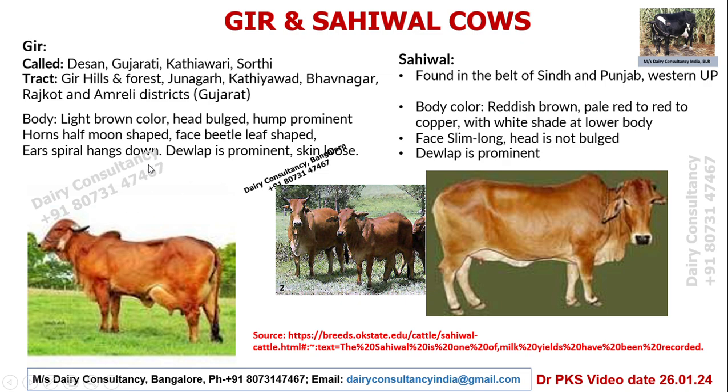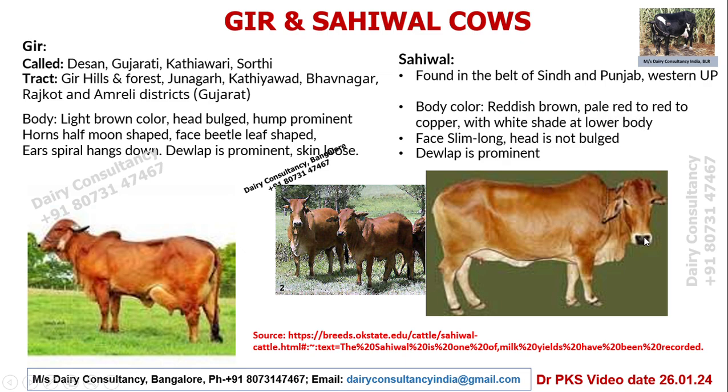And the face is betel leaf shaped, like a betel leaf. In front, if you see, you will see the face of the Gir animal. And the ears will be spirally hanging down. The dewlap is very prominent, very loose, and you can check it. From a distance you can find it out. Skin is very loose.